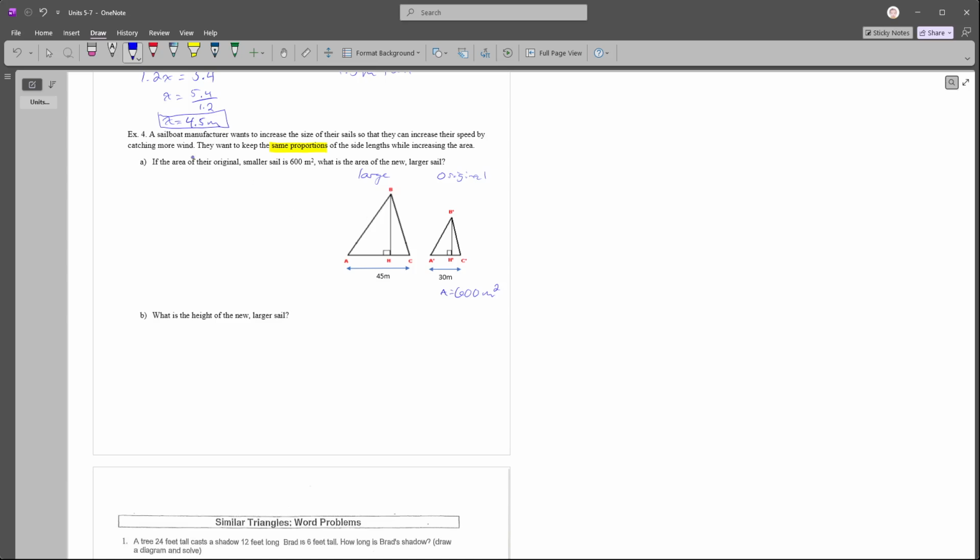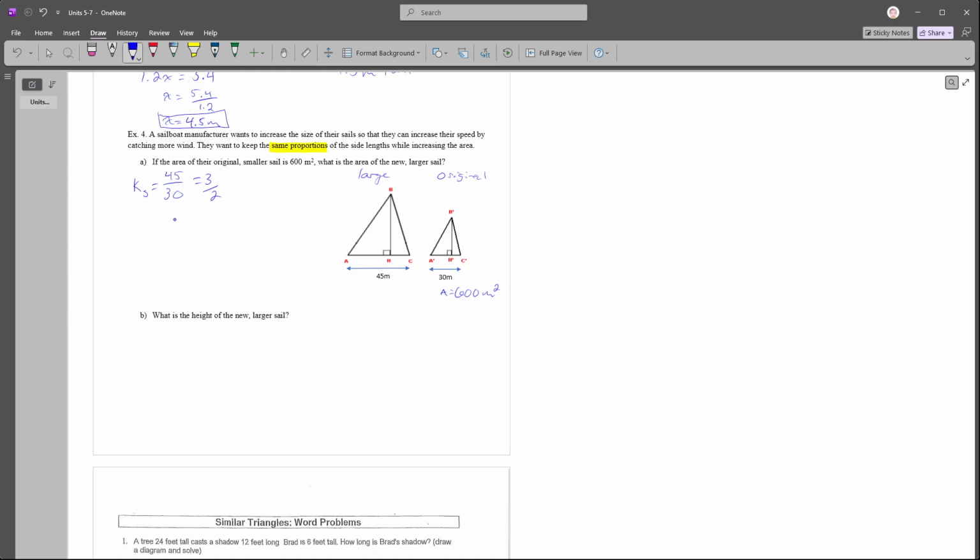So let's do that. So let's say k of the small to big, okay, so k of the small is going to be equal to 45, which is our big guy, over the same corresponding edge on the small one, which is 30, and that's going to give us a value of 3 over 2. So that's our k factor.